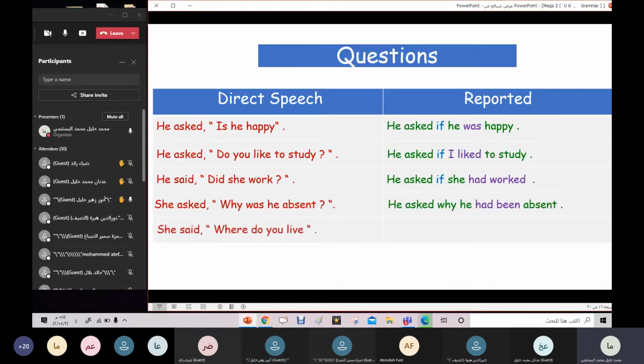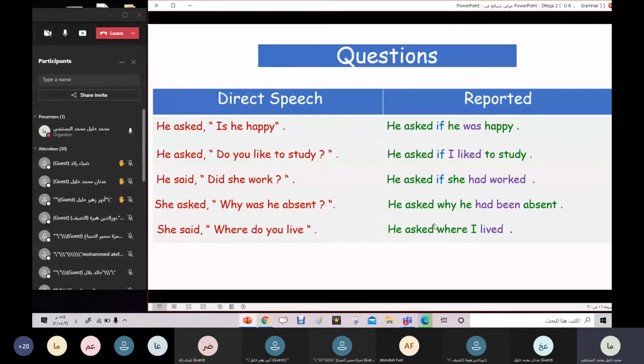The last. She said, "Where do you live?" Here a WH question. Dia. She said, where had I lived? Where I lived. Because here we have simple present. "Where did you live?" She asked me where I lived. Good.